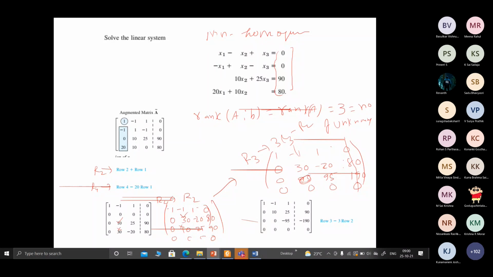So x3 is 2. Only one solution. Now once you get x3, you can get x2 from the second equation from backward. And then using that x3 and x2, you can get x1 from the first equation. That's how you have to write. So this is a unique solution. There won't be any variable involved in the solution. Is that clear? Any questions on this?